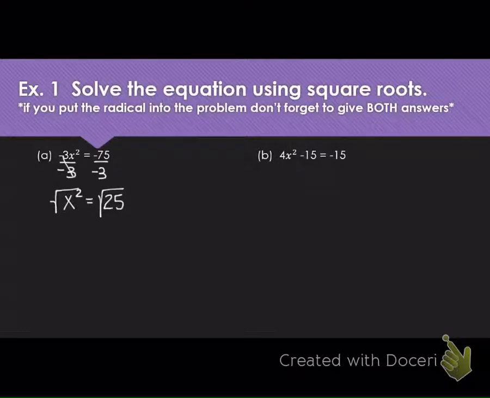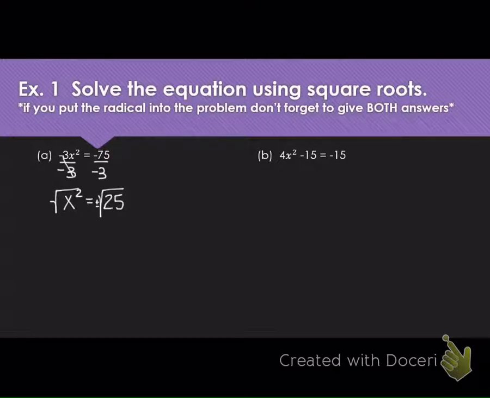So let's look back at the original problem. Was there a radical in the problem when we started? No. We put the radical into the problem. So we also have to put plus or minus into the problem. That's how we're going to give both answers. So if we put the radical into the problem, we also put the plus or minus into the problem.